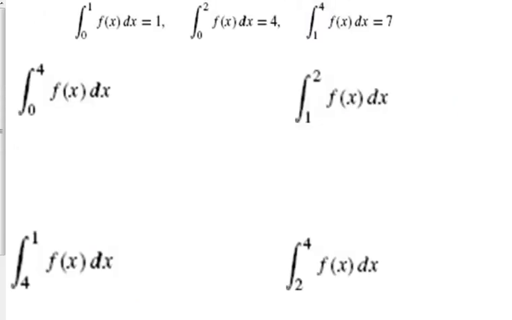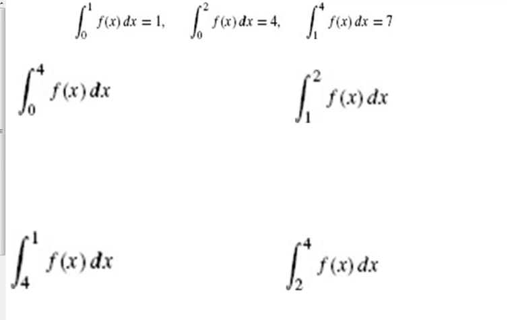Okay? Let's look at some of the other properties. This is a little bit more common of a type of problem. They will kind of split up the intervals and ask us to come up with some stuff. So if they tell us that the integral from 0 to 1 of our function is equal to 1, the integral from 0 to 2 is 4, and the integral from 1 to 4 is 7. So notice not all of our limits are the same.